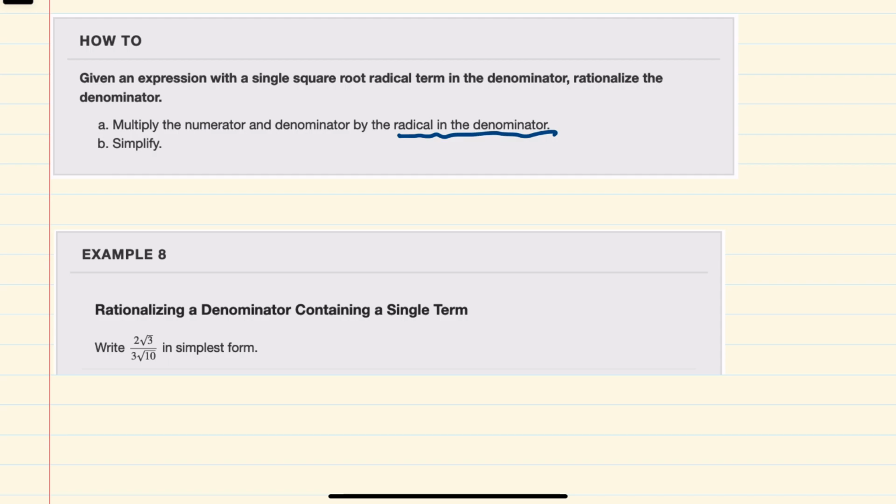then to simplify. I could see modifying this a bit to say that we should simplify before we begin as well, if possible, just to keep things a little bit easier to manage. In this example, however, both the numerator and the denominator are in their simplest forms, so to rewrite this by rationalizing the denominator, we can follow the instructions given here, where we are told to multiply the numerator and denominator by the radical in the denominator.